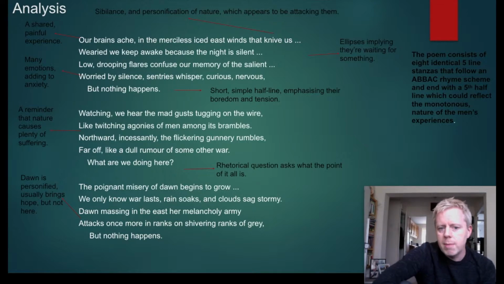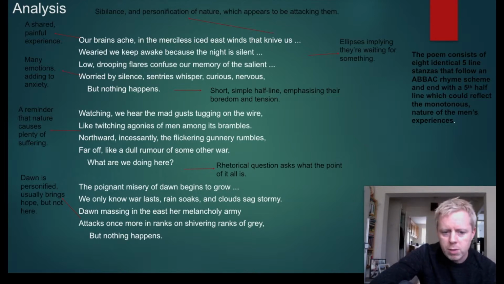Watching, we hear the mad gust tugging on the wire, like twitching agonies of men among its brambles. That's a simile, like twitching agonies. A reminder that nature causes plenty of suffering, not just bullets. Northward, incessantly, that means endlessly, the flickering gunnery rumbles, far off like a dull rumour of some other war. What are we doing here? It's a rhetorical question, half-line, fifth line, rhetorical question this time. Asks what the point of it all is.